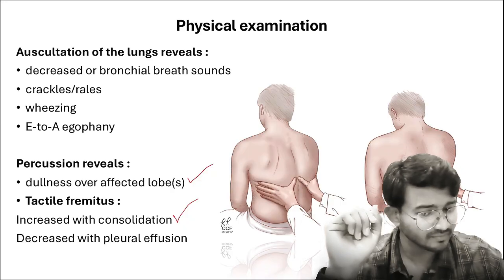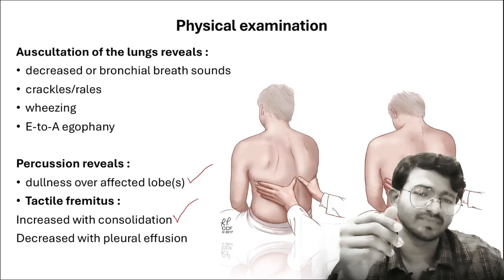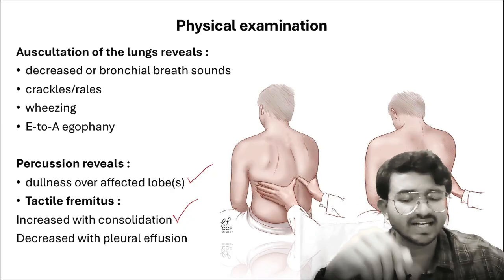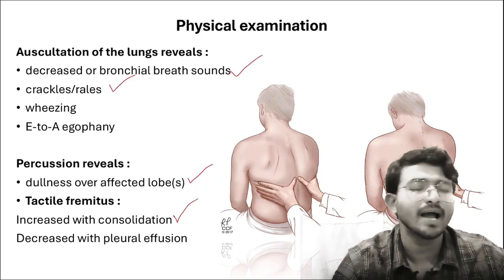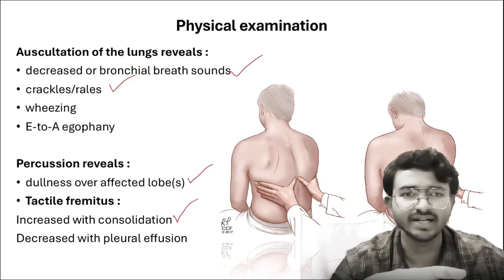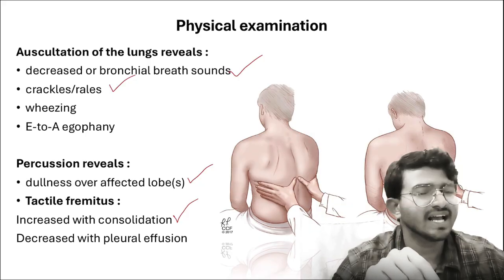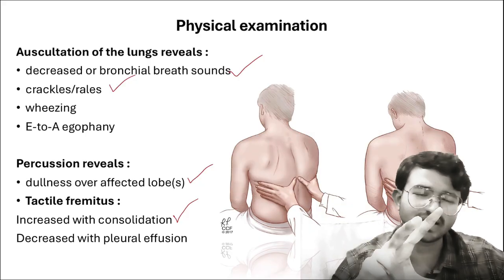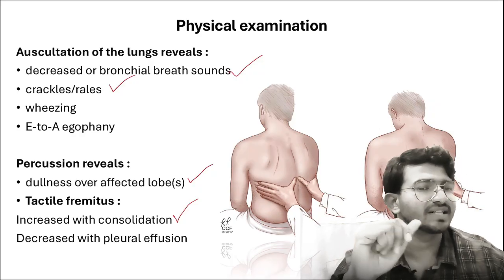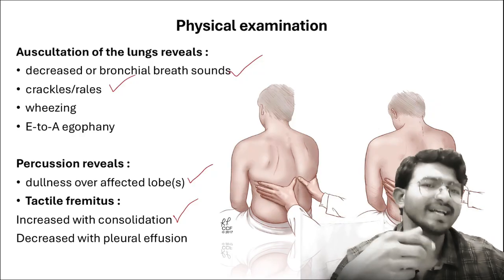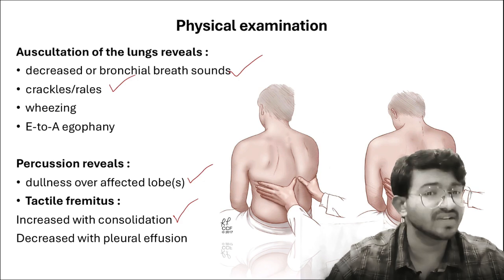Okay. So in auscultation we can see decreased or bronchial breath sounds. Next, we can see some crackles, because whenever fluid fills the alveoli, the air space is very narrow and the sound becomes less. That's why we can see some crackles and rales. In some cases we can hear wheezing also.